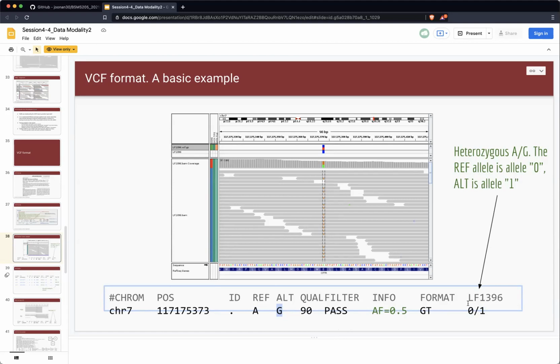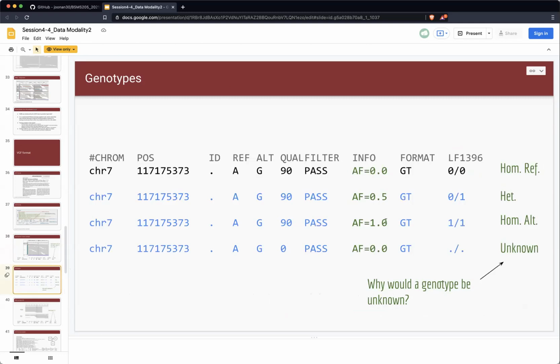So you can put it in a different context. Let's say this person has 0/0, then we can say this person has a reference homozygous genotype, right? But if that person has 1/1, then this person has the alternative homozygous genotype, right? So this is the basic ballpark. If you look here, this is again the same information. So 0/0 is home ref, 0/1 is het, and 1/1 is home alt, right?